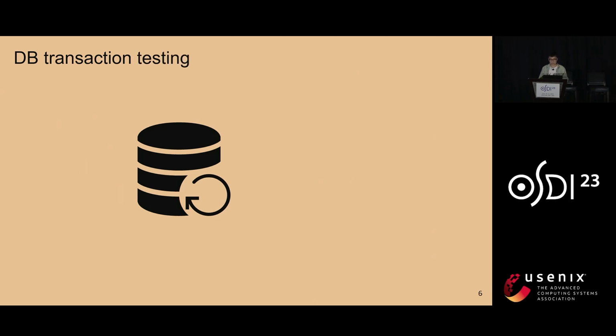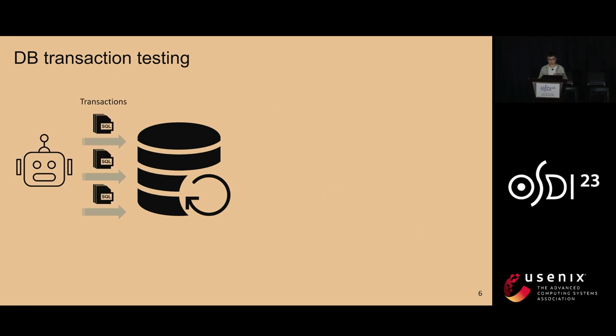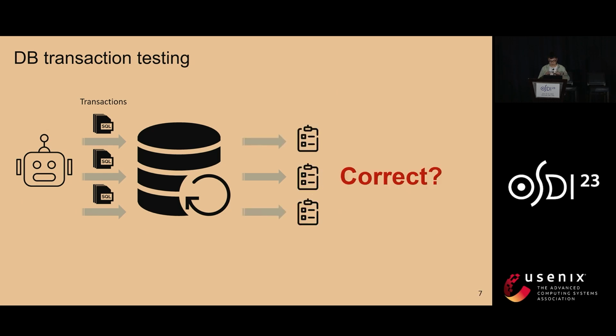It's easy to detect a crash bug in database transactions because we just need to generate multiple transactions and then send them to the database engine. If the database engine crashes, we identify a crash bug. However, what if we want to find correctness bugs in database transactions? It's very difficult because there's no signal like a crash to tell us whether the transactions are correctly executed.